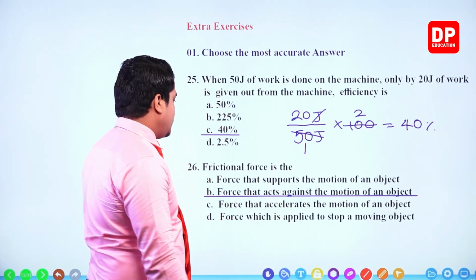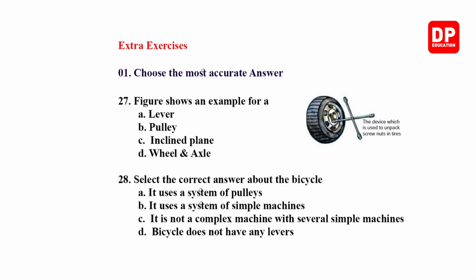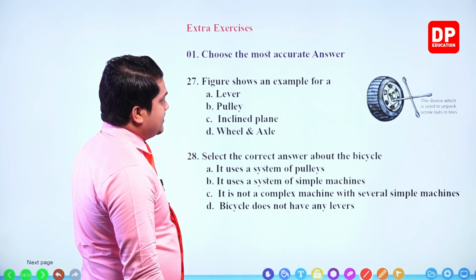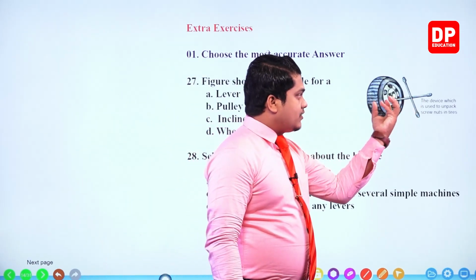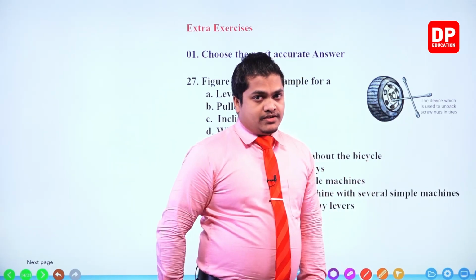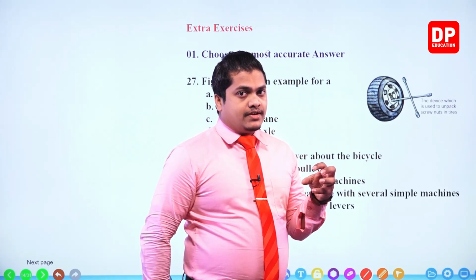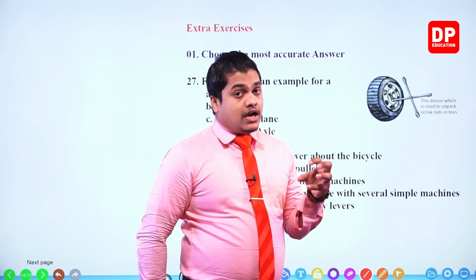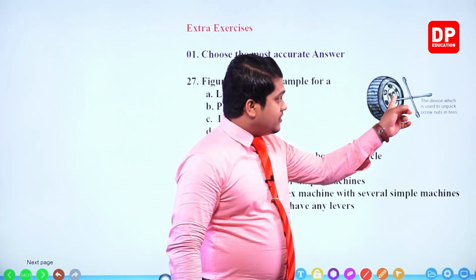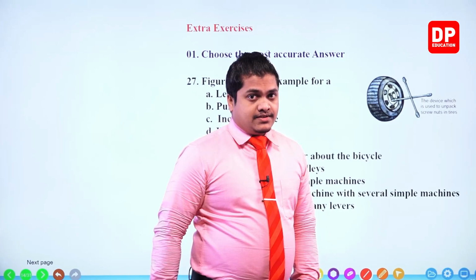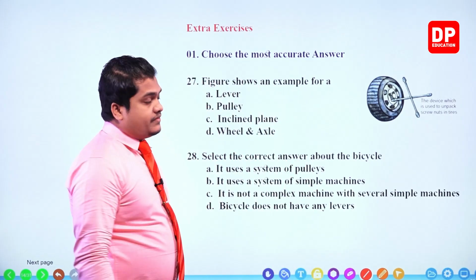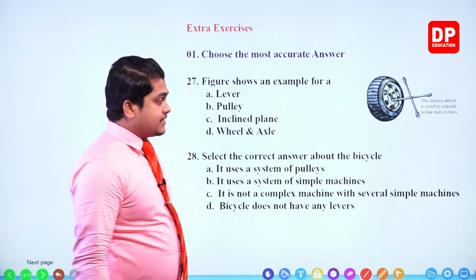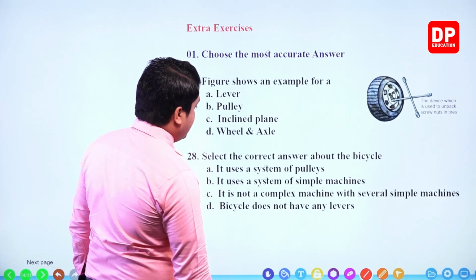Right. Next question then. Figure shows an example for, very simple, my dear children. The figure is going to show the example for now. You know that the part which is being inserted into the nut over here has a somewhat larger diameter, but in here, the diameter is somewhat lesser. That means, my dear children, here we can observe the wheel and axle. So wheel and axle is the correct answer.